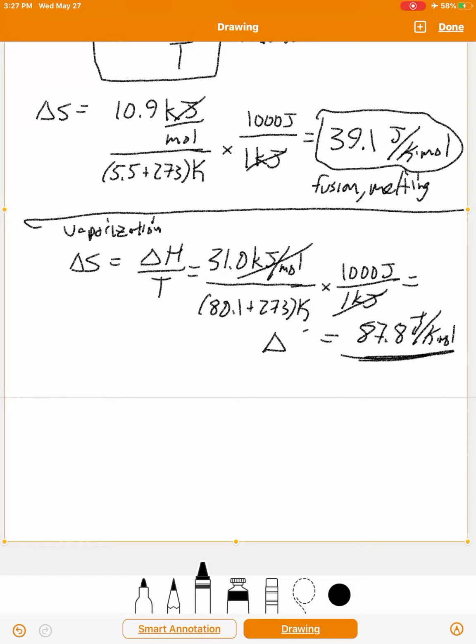So there's your delta S of vaporization, and this one was delta S of melting. Okay, so in other words, the amount of entropy change that occurs when we melt benzene is an increase in entropy of 39.1 joules per K, if it's 1 mole. If it's 1 mole of the liquid benzene, then vaporizing it, boiling it into a gas, would increase its entropy by almost 88 joules per Kelvin.